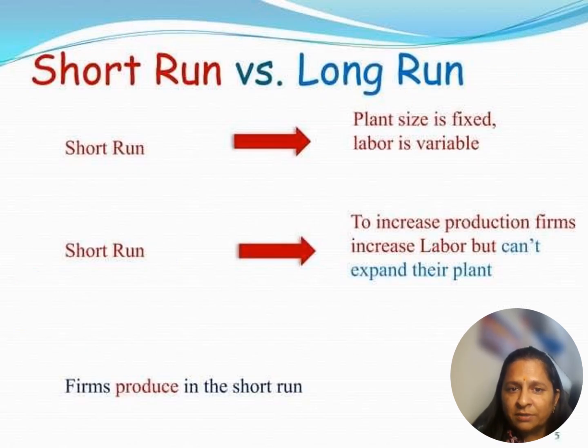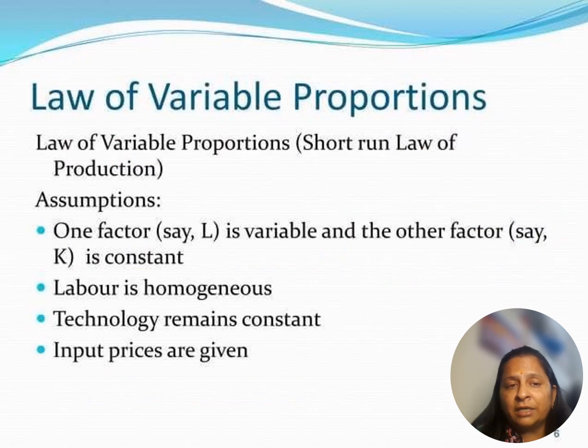In the short run the plant size is fixed and labor is variable. To increase production in the short run we just increase our labor, not another factor. In the long run we can increase all the inputs as per the requirement if we want to increase production. Here we show the law of variable proportion.